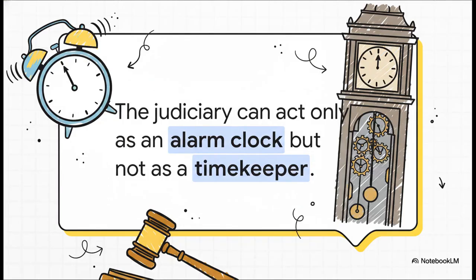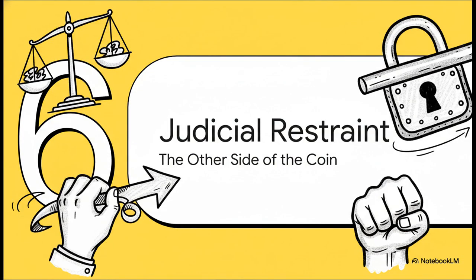Chief Justice Anand uses a brilliant metaphor to explain the proper role of the court. He says the judiciary is like an alarm clock. Its job is to ring loudly when the government is sleeping on its responsibilities. But it's not a timekeeper. It can't step in and start running the government's day-to-day schedule. It sounds the alarm, and then it's up to the executive to wake up and do its job. And that alarm clock idea leads us perfectly into our final and perhaps most critical theme, the importance of judicial restraint. Because for activism to be legitimate and respected, it has to be balanced with a good dose of self-control.